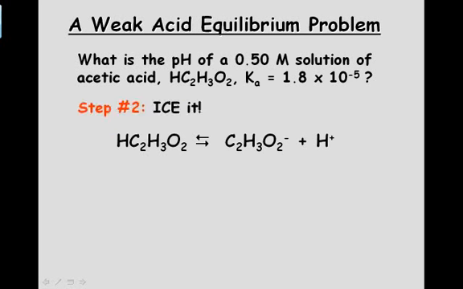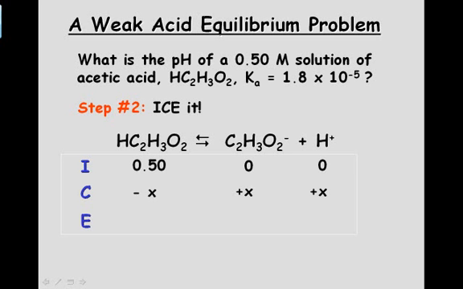Secondly, just as in previous equilibrium systems, we want to use the ICE table. Now I happen to like putting the ICE table right underneath the equation, especially with acids and bases. Notice that in the question, when it says it's a 0.5 molar solution of acetic acid, that means the initial concentration of acetic acid is 0.5. And then we are to assume the other two species are not present initially. All of the species are 1 to 1 to 1.